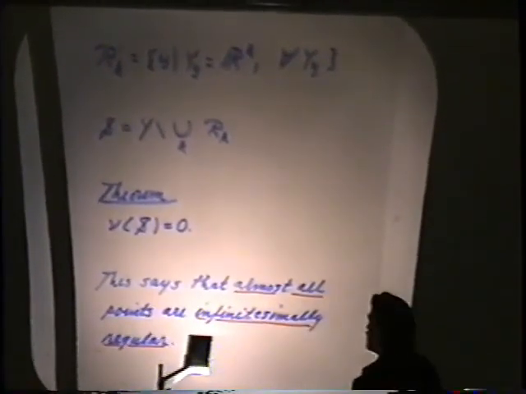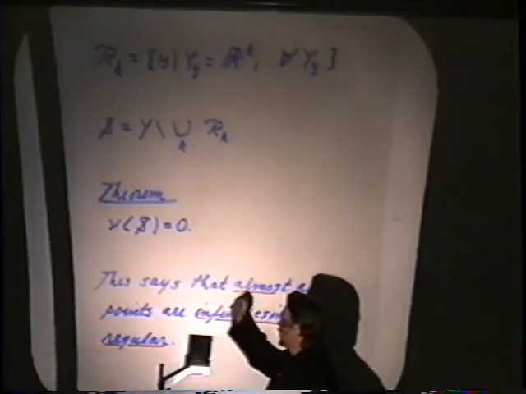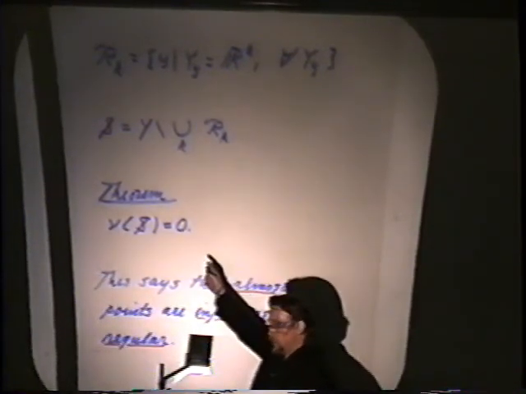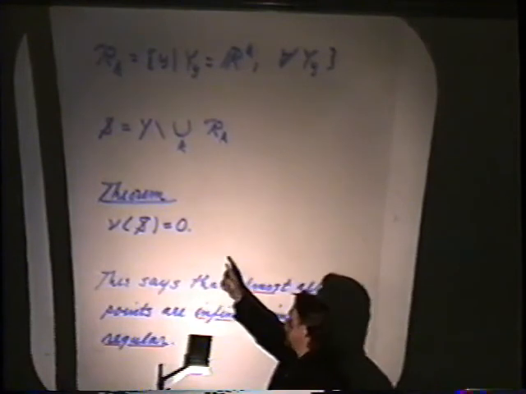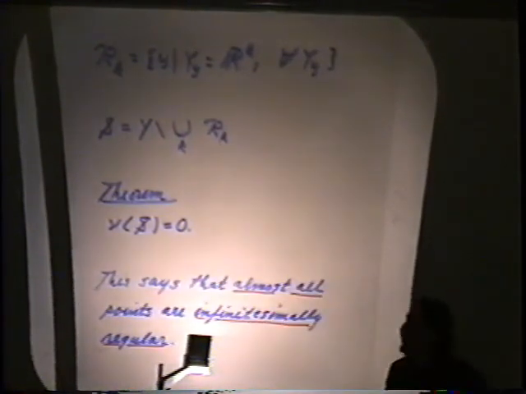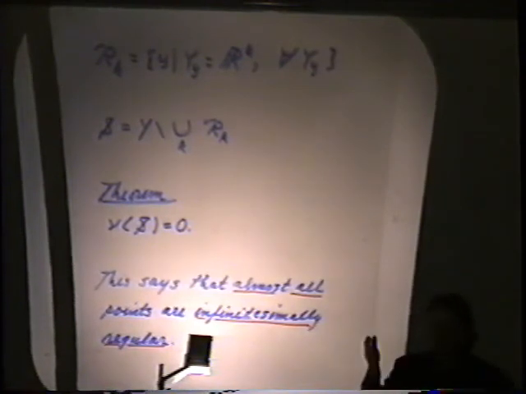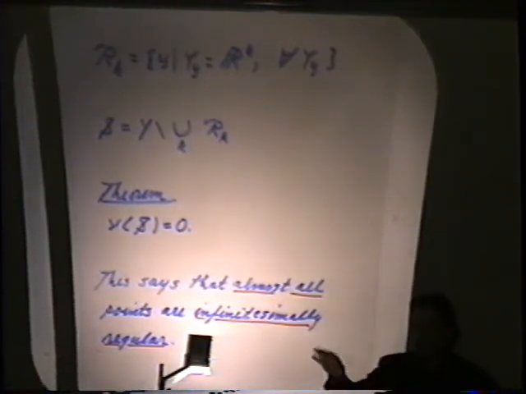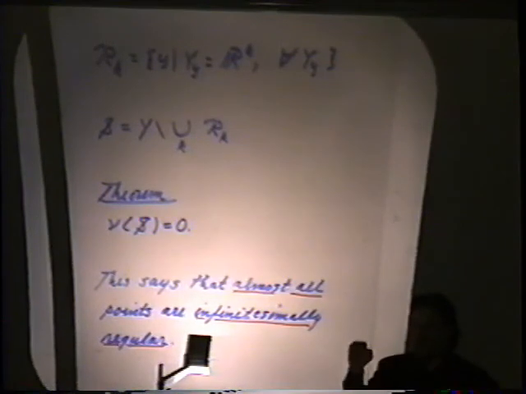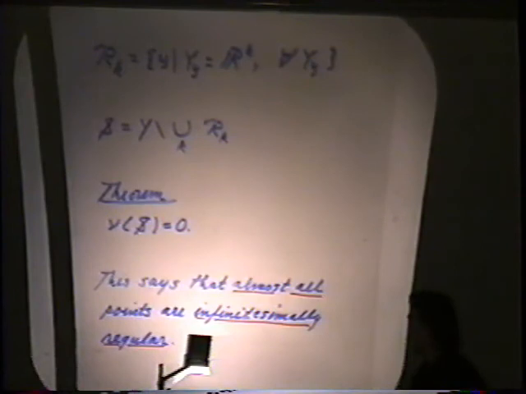And then, with respect to this notion of measure zero, it turns out that the singular set on the limit space, infinitesimally singular, is of measure zero. That is, a regular point infinitesimally is one where every tangent cone is a Euclidean space. The singular set turns out to have measure zero.